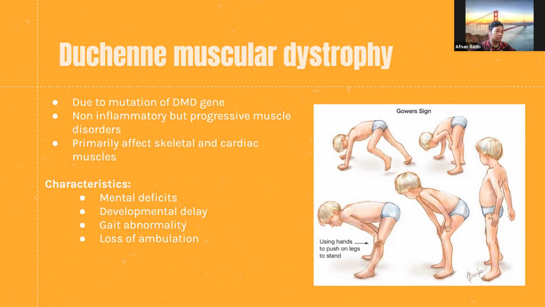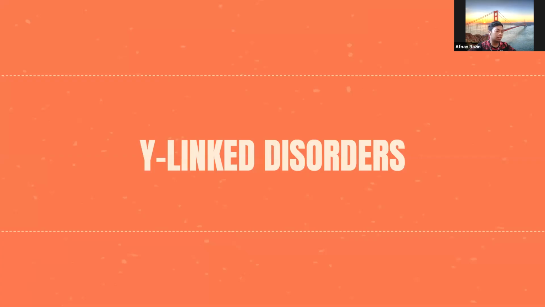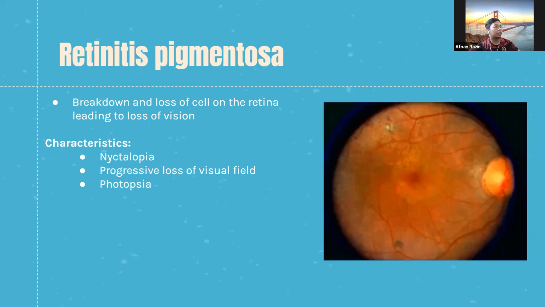Next is Y-linked disorder. This disorder only affects males, but the transmission is rare due to male infertility in the affected father. So the first one is retinitis pigmentosa. This is a rare disorder that involves breakdown and loss of cells on the retina, leading to loss of vision. So the patient can present with nyctalopia, which is night blindness, progressive loss of visual field that starts from peripheral field vision to central vision, and then photopsia, which is a condition where the patient sees flashes of light.